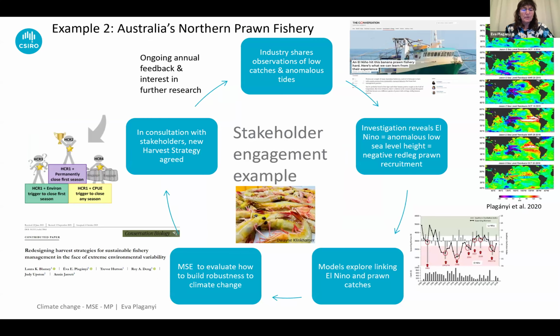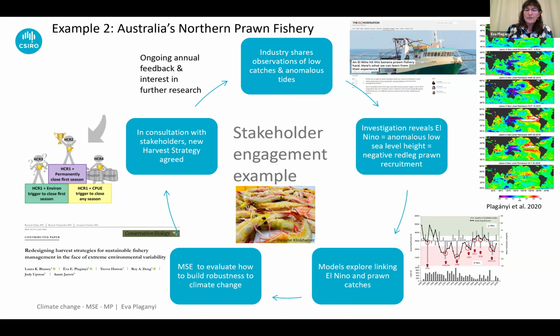A second example comes from our northern prawn fishery. This is the red-legged banana prawn. And this is a really neat example of how we've tried to improve the climate robustness of this fishery. So in this case, the process actually started with industry members giving us some information about observations in 2015 that they'd seen unusual tides and so forth. We then followed up and tried to understand what it was they were actually reporting by looking at some satellite images and some other information, and we realized it was to do with low sea level heights during El Niño, which was disrupting the connectivity of these prawns in this fishery.